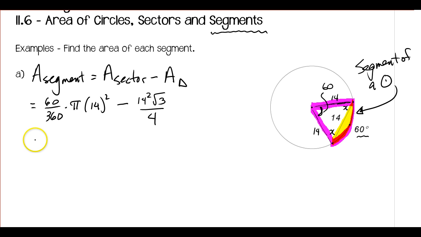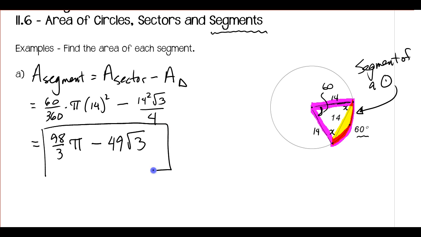So if we simplify all this, we end up with 98/3 pi for the area of the sector. And then we'll subtract out the area of the triangle, which would be 49 root 3. And then this would be our answer.